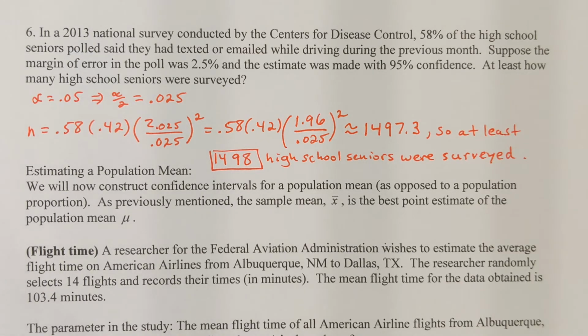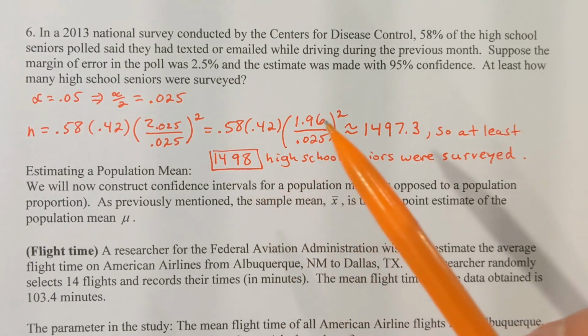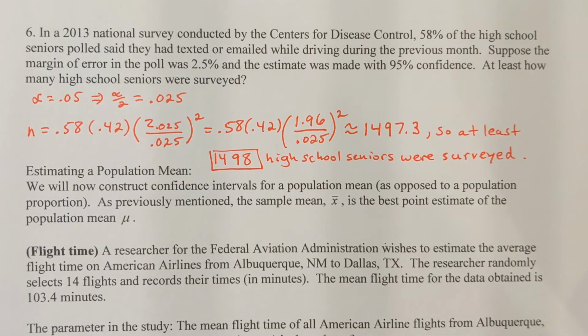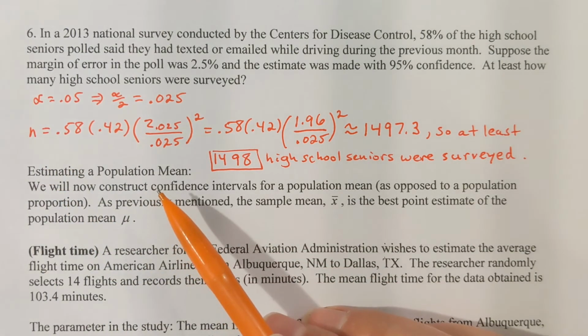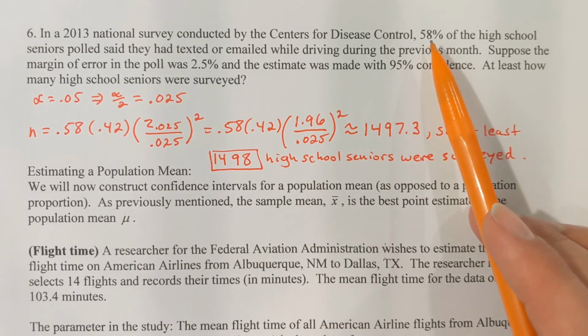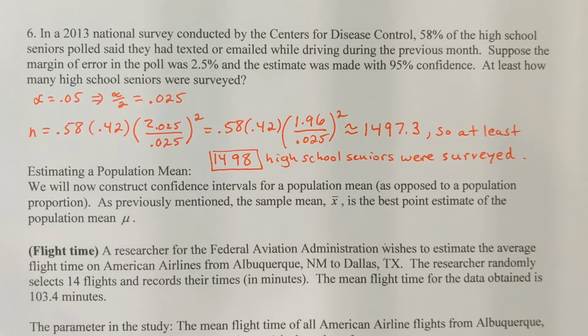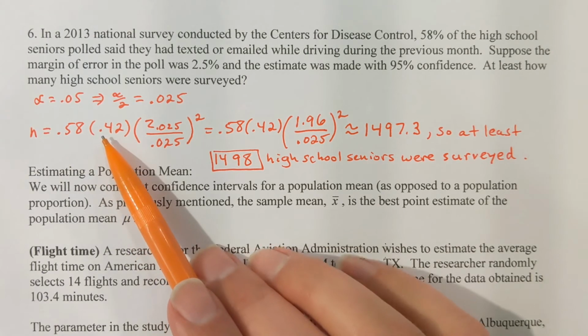Okay, so again, this is a real study by the CDC, of course a big research organization. Now they're not telling us how many high school seniors were surveyed, but we can figure that out by the other information that has been given here. So we need to know the sample size, n, and from what was reported, 58% of the high school seniors polled said that they had texted or emailed while driving in the previous month. So p hat would be 0.58, 1 minus p hat would be 0.42.